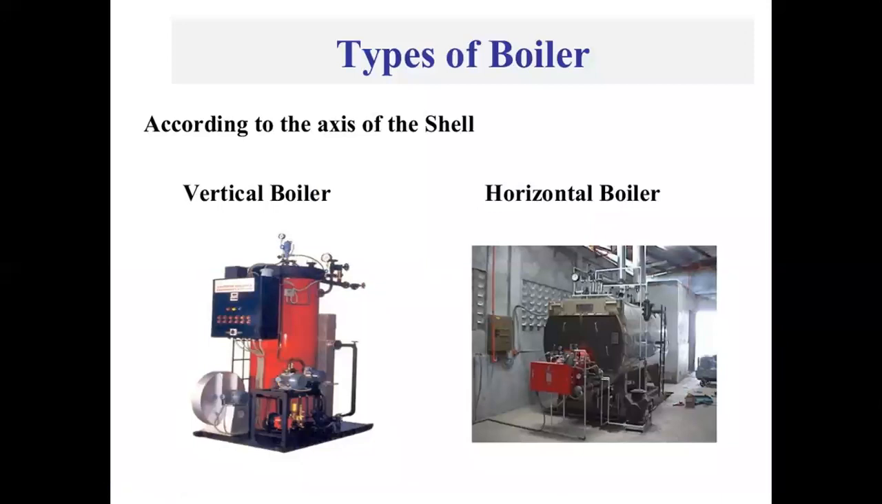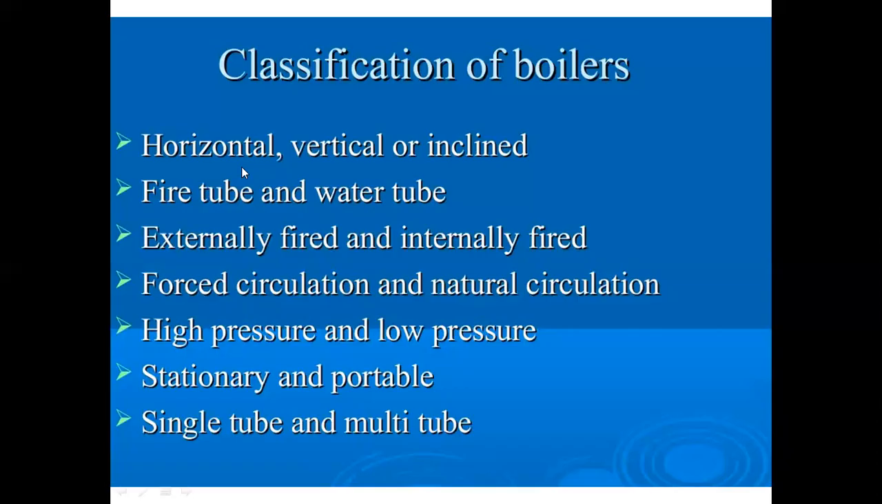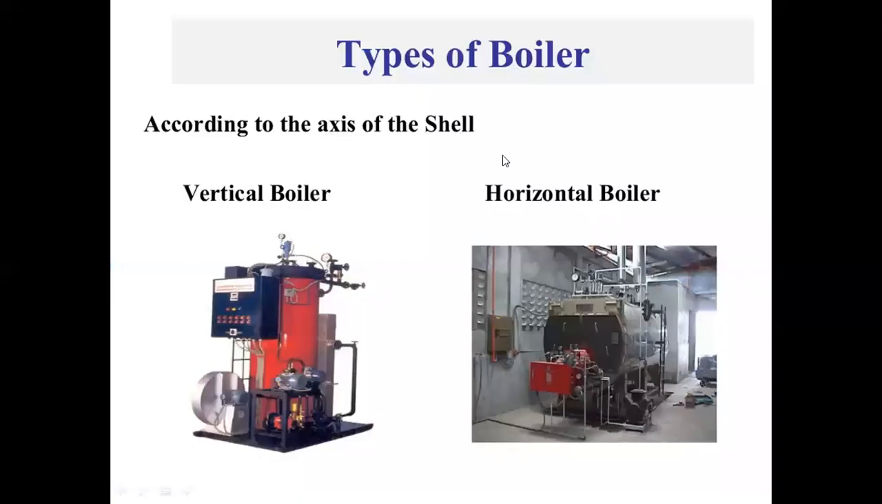First, we discussed horizontal, vertical, or inclined. These are according to the axis of the shell. If the axis of the boiler is vertical, as shown in the figure, it is called a vertical boiler. If the axis is horizontal, it is a horizontal boiler. So this is the vertical boiler.